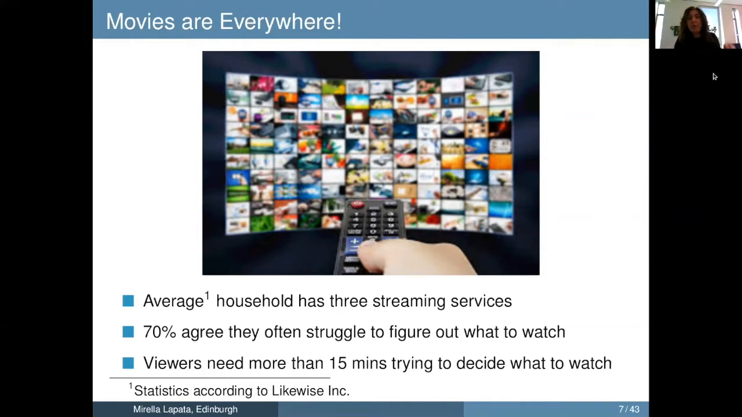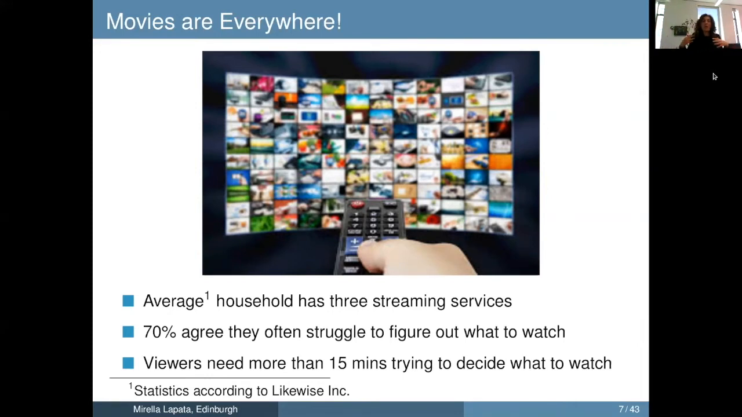70% of the people polled said that they struggle to figure out what to watch. So there are so many movies, they don't know what to do. And not only that, it takes them 15 minutes to decide what to watch. So clearly, it all adds up. If you have 15 minutes to decide what to watch and your movie is 3 hours, then you must be watching all day long.